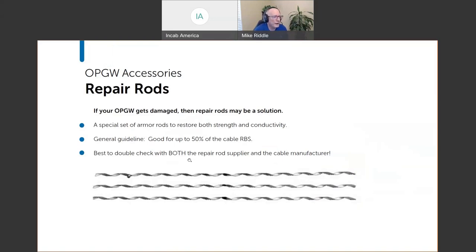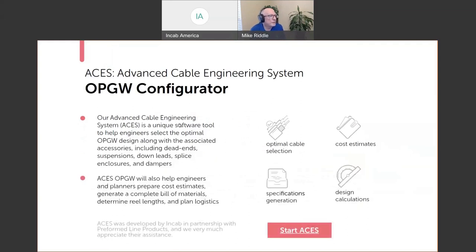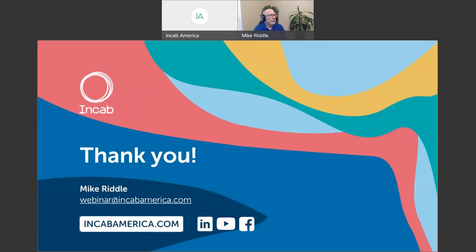So you need to, again, check with both the repair rod supplier and the cable manufacturer for details on the application. The cable manufacturer can help you calculate the residual strength to make sure that you're meeting this. And then the repair rod supplier is going to give you the details about what their product is capable of doing. So you need to work with both. But these can be a very inexpensive solution to a cable problem when the damage is only mechanical. Obviously, if the optics don't work, you got a bigger problem, and these won't repair the optics, only the strength and conductivity.